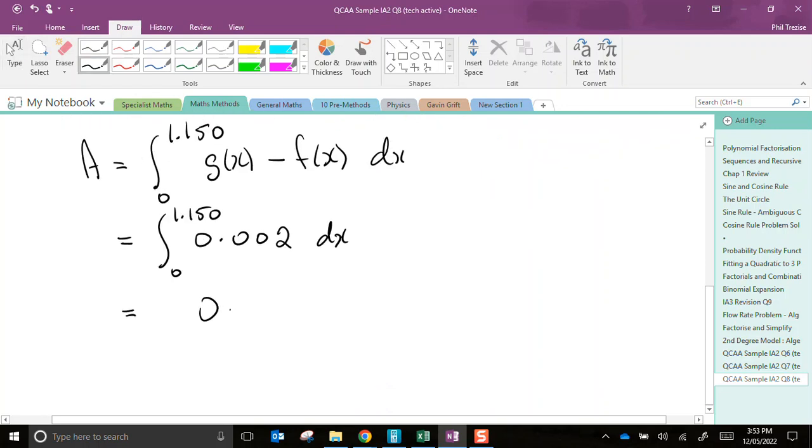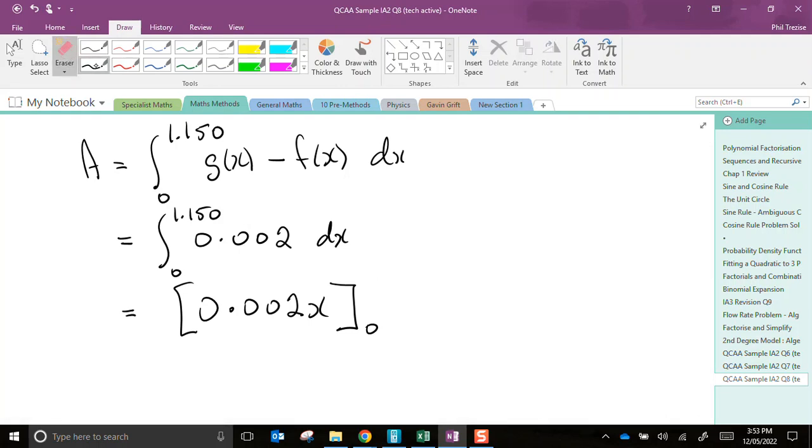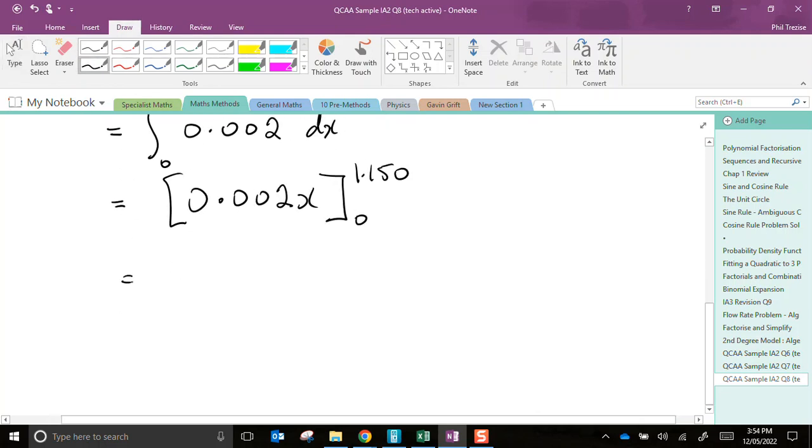So the integral of that will be 0.002x from 0 to, sorry, typo, 1.150, and we'll substitute this in. We'll have 0.002 times 1.150 minus 0.002 times nothing, so that bit doesn't matter.